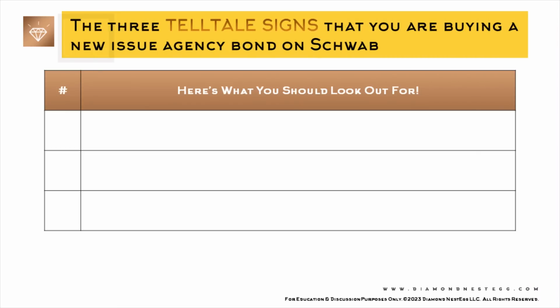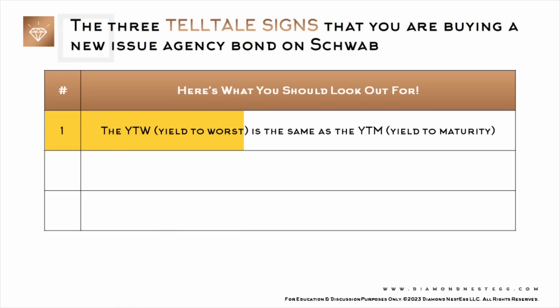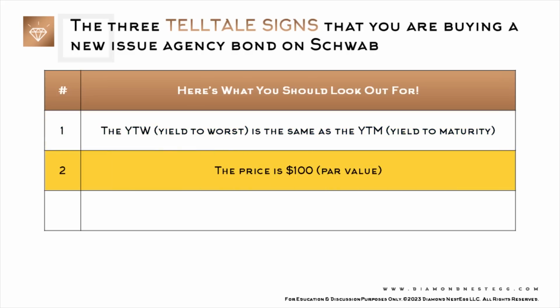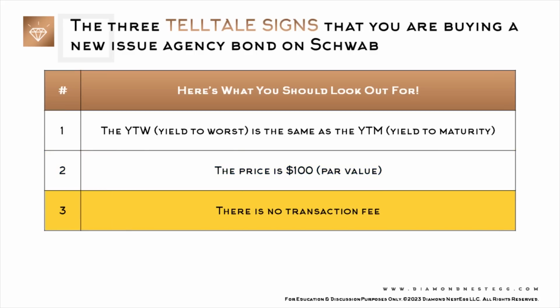So, here's a summary of the 3 telltale signs that you're buying a new issue agency bond on Schwab and not an existing agency bond that's already trading on the secondary market. 1. The YTW, yield to worst, is the same as the YTM, yield to maturity. 2. The price is $100, par value basically. And 3. There is no transaction fee. All 3 of these criteria must be met if it's a new issue agency bond.